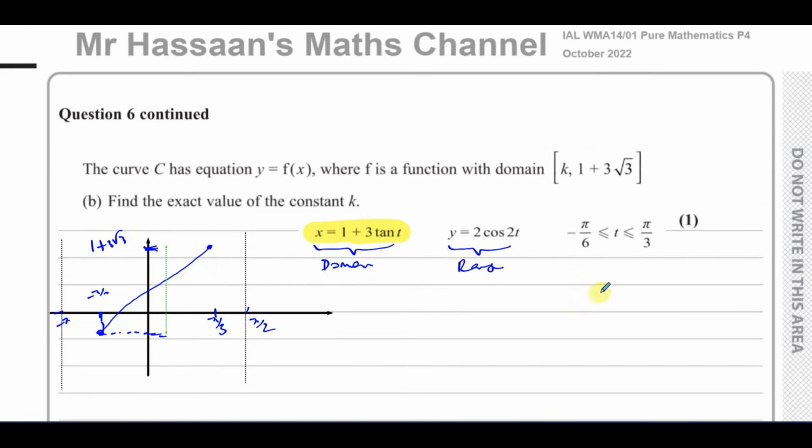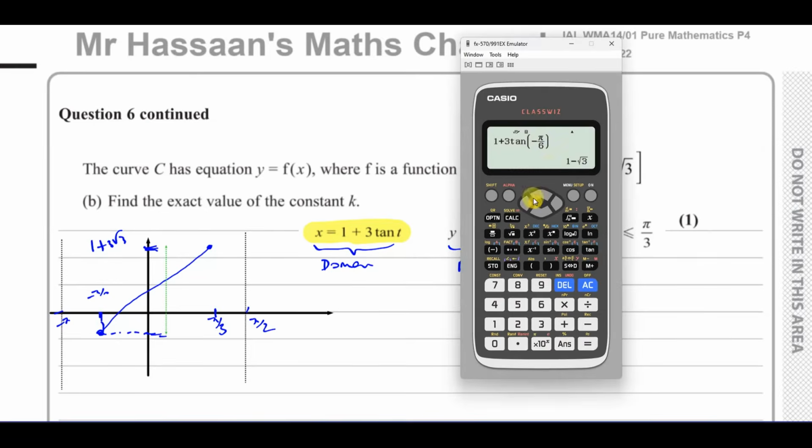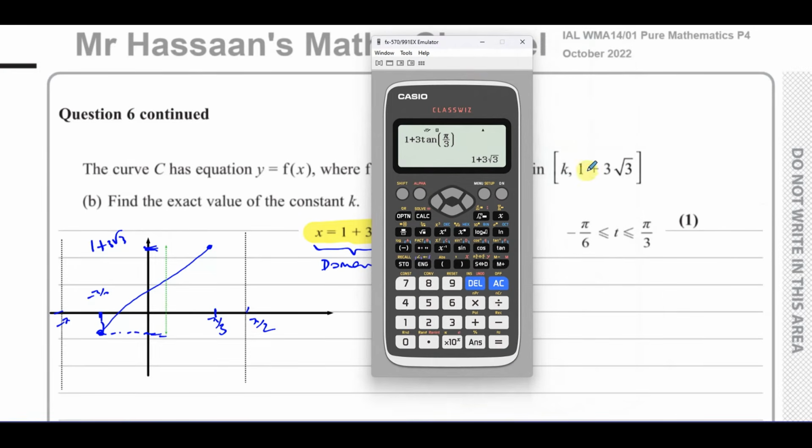Okay, and we can confirm that by putting pi over 3 into here. If we put pi over 3 into here, we should get that, just to confirm. Just get rid of the minus sign. Okay, that gives us 1 plus 3 root 3, which is exactly what we got there. So that confirms that that's the highest.